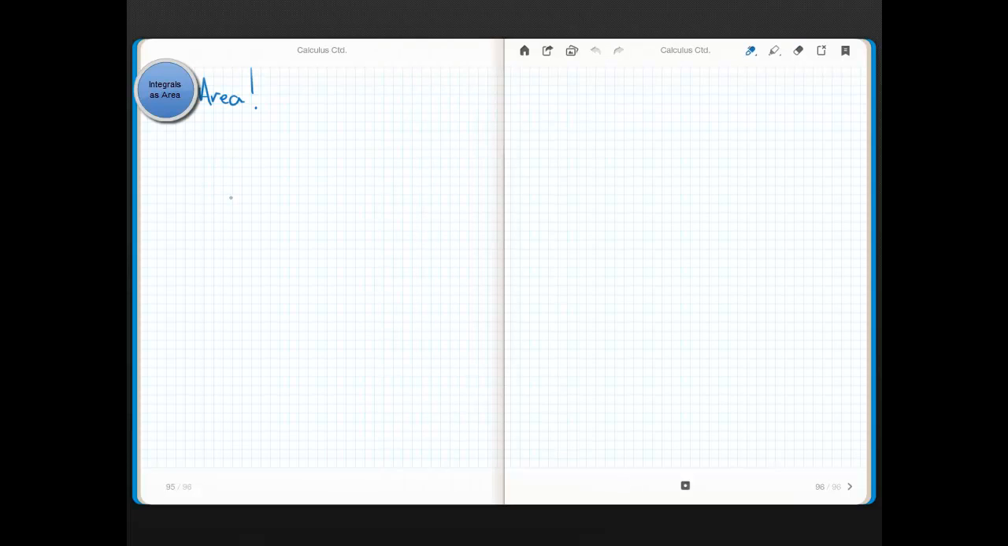Oh, we get to start using our integrals now. Think about it. We've been doing all this work with integrals, right? How to do them, how to take them, all that good stuff. Now let's start using them. All right, now let's keep this real simple. I'm going to keep it super simple.